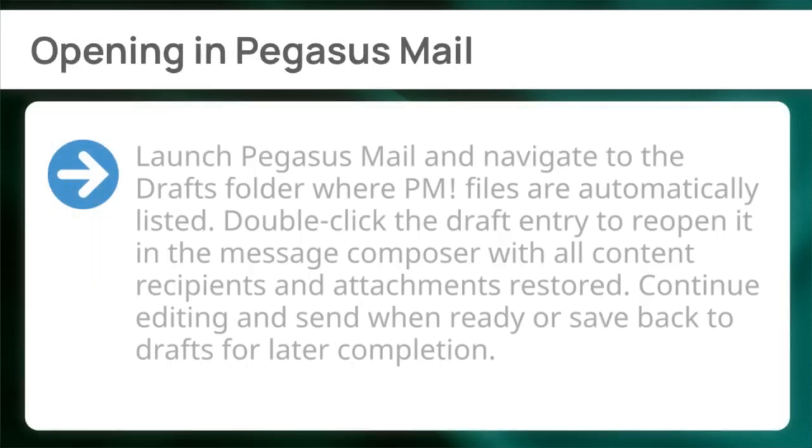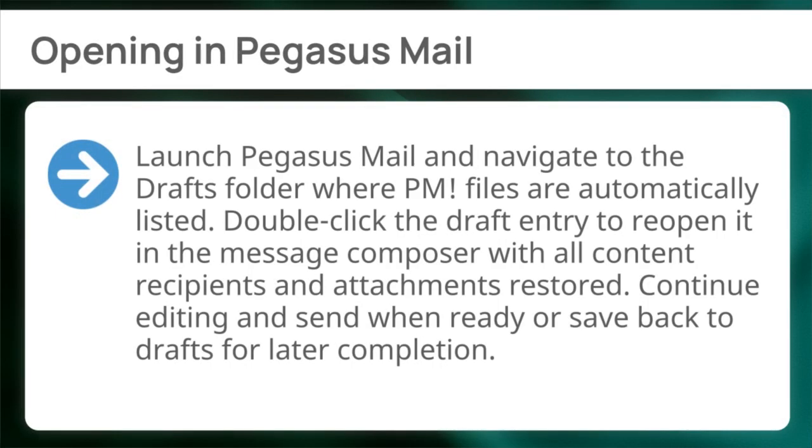First, opening in Pegasus Mail. Launch Pegasus Mail and navigate to the Drafts folder where PM files are automatically listed. Double-click the draft entry to reopen it in the message composer with all content, recipients, and attachments restored. Continue editing and send when ready, or save back to drafts for later completion.